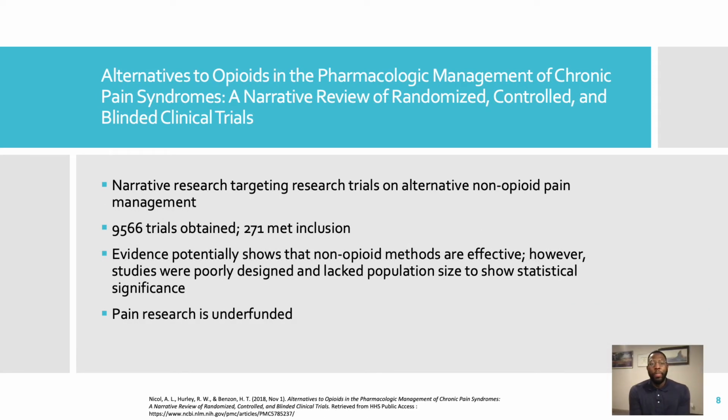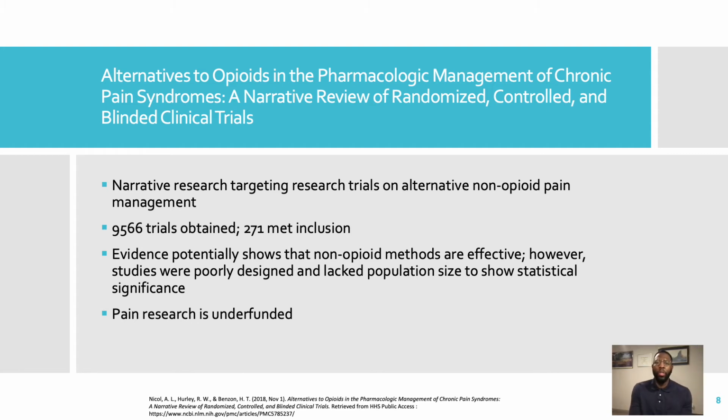The second to last piece of article that I found is titled Alternatives to Opioids in Pharmacologic Management of Chronic Pain Syndromes, a narrative review. This is a narrative research review similar to what we're doing here, but I wanted to use this to really help summarize what I found as well.